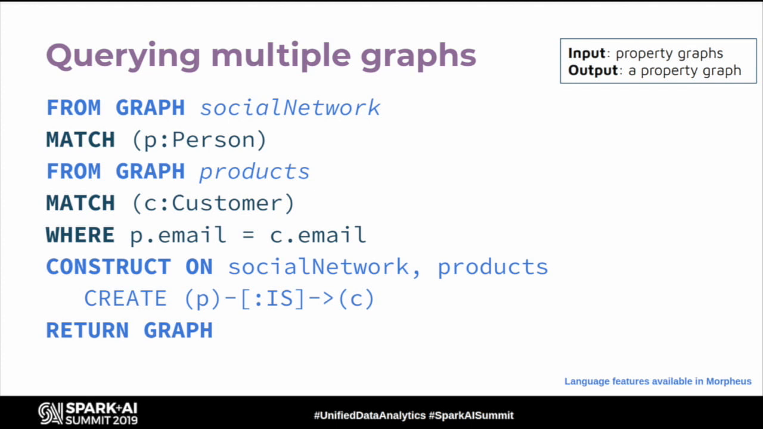And then in the CONSTRUCT ON clause, we build on top of the two existing graphs, social network and products. We create a new relationship saying that the person in the social network is the customer in the products graph, and return basically the union of the input graphs plus the additional relationship, which of course allows us to do more recommendation based on the data we get from the social network and the data we get from the ERP system.